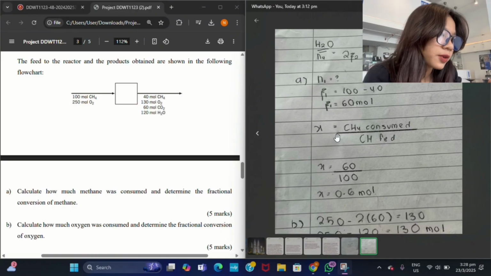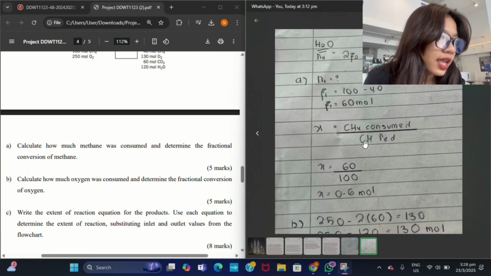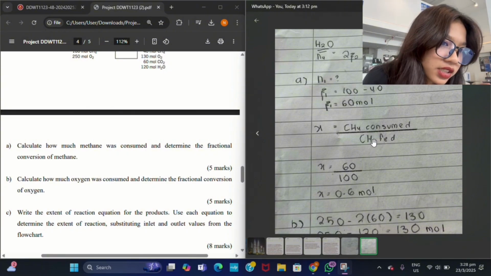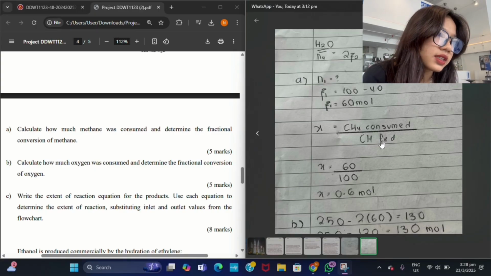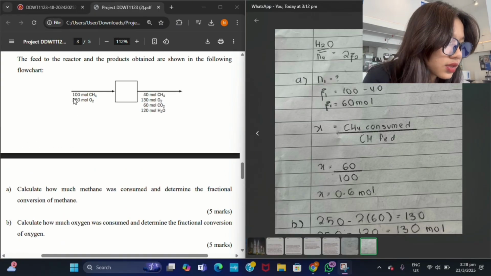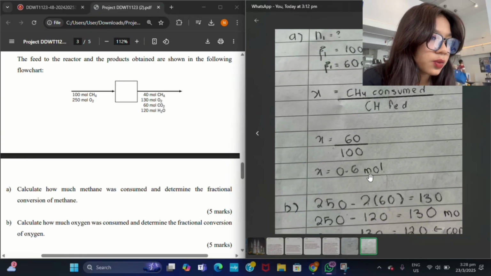Then kita ada formula for fractional conversion, which is the CH4 that is consumed divided by CH4 dekat bahagian feed. I'm so sorry, sebab masa kat sini CH4 kita dah dapat consume dia tadi 60 mole, divide with the dekat bahagian feed punya which is 100. So 60 bahagikan dengan 100 and then you're going to get 0.6.